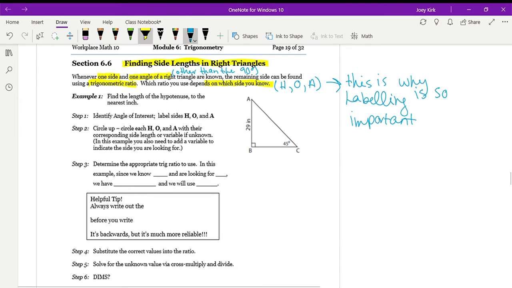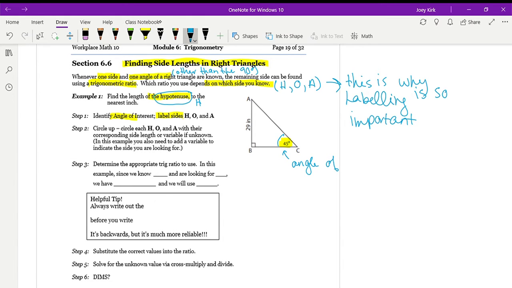But the first thing you want to do, read your question, figure out what they want from you. So they want us to find here the hypotenuse of this triangle over here. So hypotenuse we know is h. So step one, we're going to identify the angle and we're going to label the sides. This is what we did before. So let's identify the angle. It's 45 degrees. That's our angle of interest.